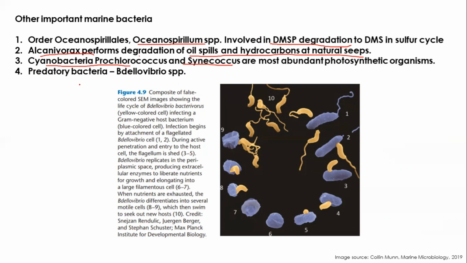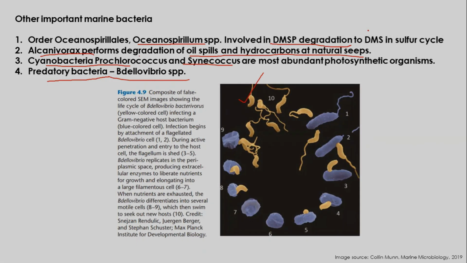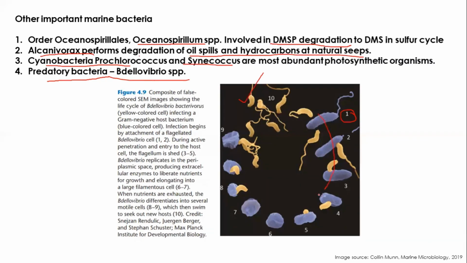Okay. Then we have also a very fascinating bacteria in the marine environment that is called Vibrio species. So these Vibrio species, you can see that they are predatory bacteria. The yellow one is the Vibrio species in this particular image. And then you can see that it infects the host, and after the infection, it lyses the cell of the host bacteria and then reproduces and comes out. So this kind of predatory bacteria is also present in the marine environment.